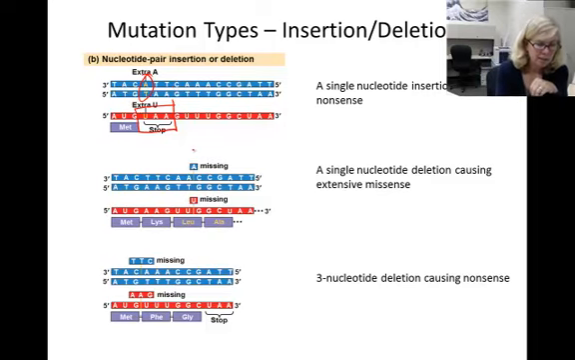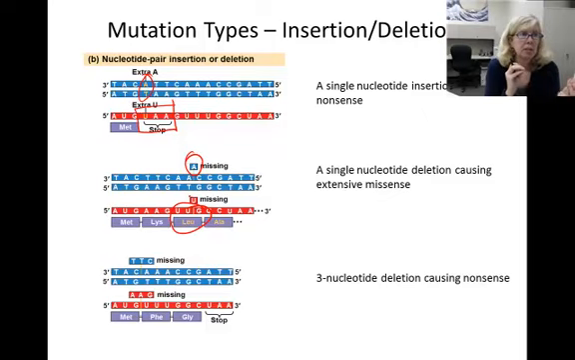A deletion can also occur that removes a base pair. This again causes a frame shift. All the codons are now different. And in this case, it caused a change or a missense mutation rather than a stop codon change.